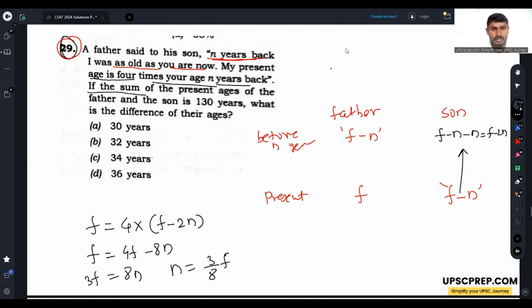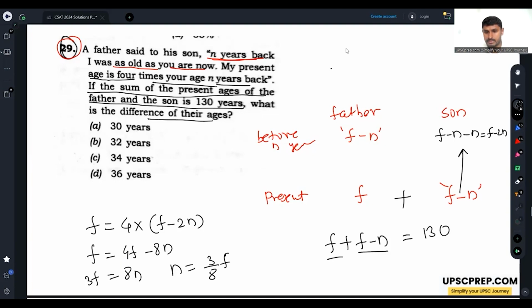Then what they are saying, if the sum of present ages of the father and the son is 130 years, what is the difference of their ages? So what is the sum of present ages? It is F plus F minus N. Okay. This is son, this is father, and that is equal to 130 years. Okay. So 2F minus N is equal to 130. So we know the relation between F and N. N का value कितना है? 2F minus 3 by 8 of F is equal to 130, right? So if I solve this way, this will be 16 minus 3, 13 by 8 F is equal to 130.